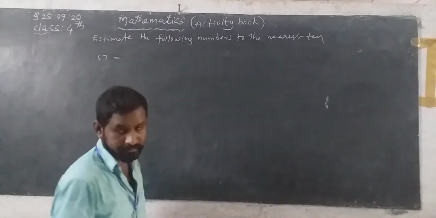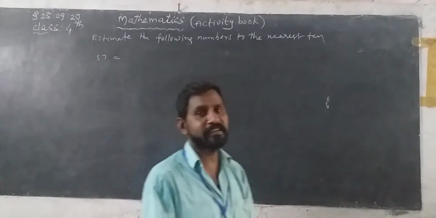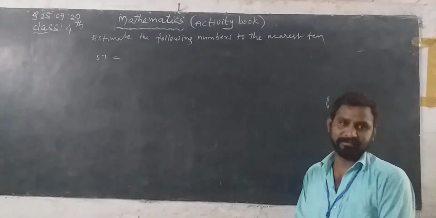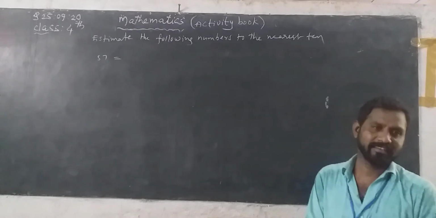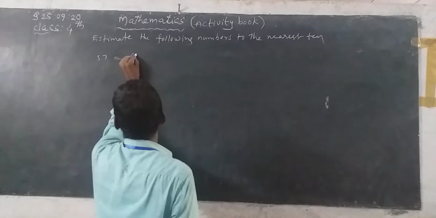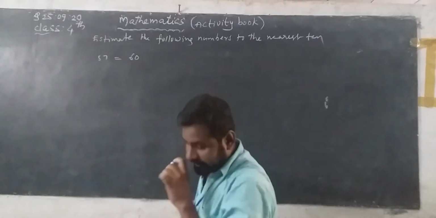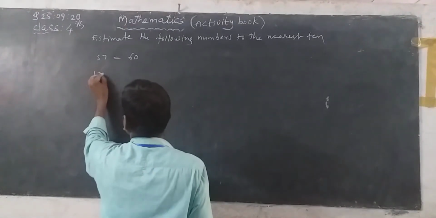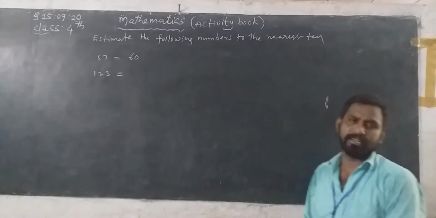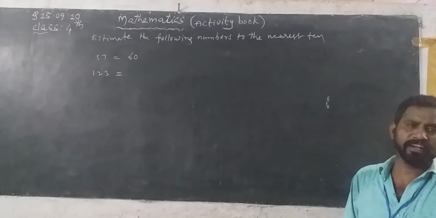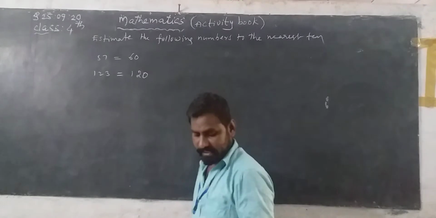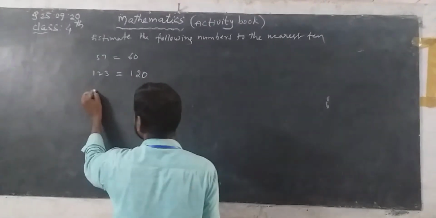Now next, 57. 57 lies between 50 and 60. So 7 is greater than 5. So I have to take the next tens, 60. Directly you can write. Next, 123. 123 lies between 120 and 130. 3 is less than 5. So I have to take 120. Next, 946. Listen carefully.